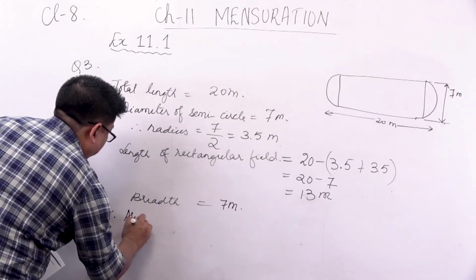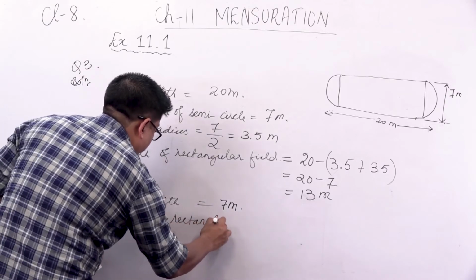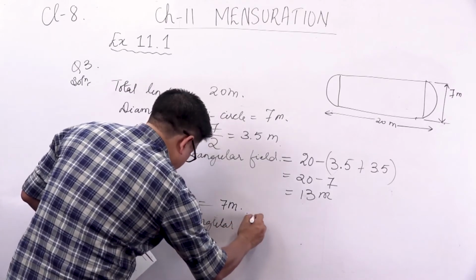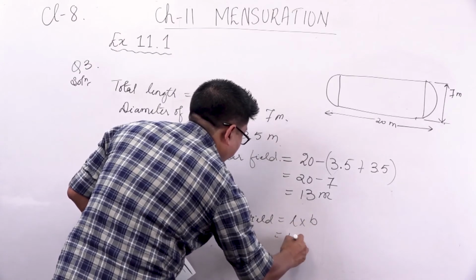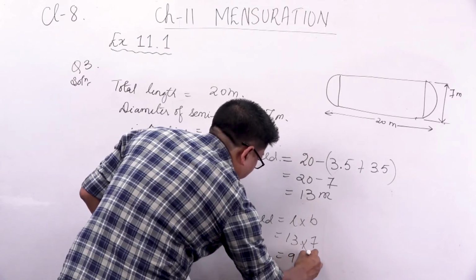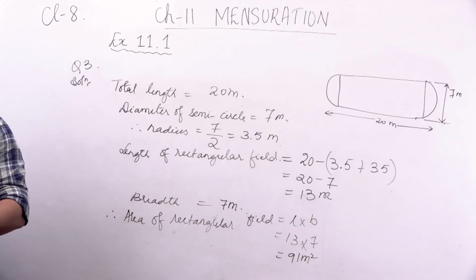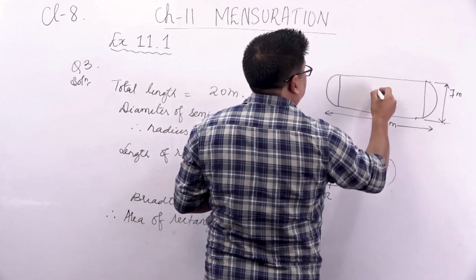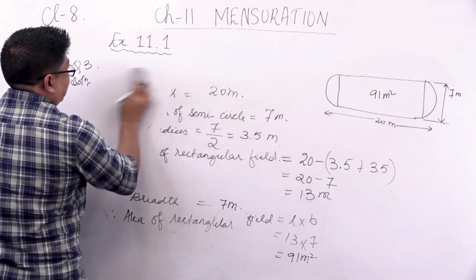Therefore, area of rectangular field is equal to length into breadth. So here we have 13 into 7. When you multiply this, you get 91 meter square. Okay. So this is for the rectangle. The area for this rectangle is 91 meter square. So let's look at the second part.